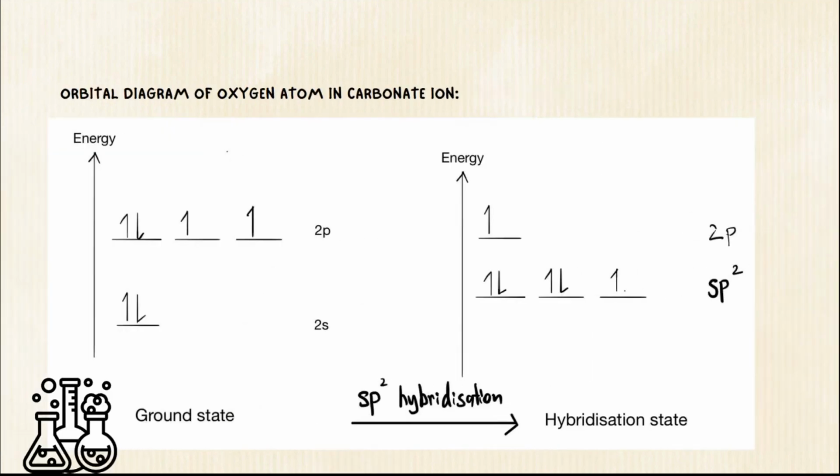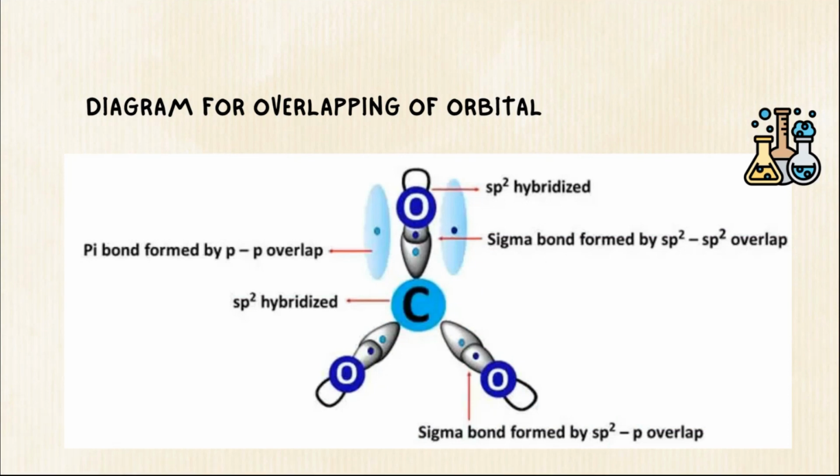Last but not least, the oxygen atom. For the oxygen atom, one of the 2s orbitals and 2 of the 2p orbitals undergo sp2 hybridization to form sp2 hybrid orbitals, leaving a 2p atomic orbital at the top of the energy. So this is a diagram for the overlapping of orbitals. As you can see from the diagram, there is a pi bond formed between the carbon and oxygen atom inside the double bond, while there are 3 sigma bonds, one of which is from the carbon and oxygen atom, and 2 of them are from carbon and O- ions.